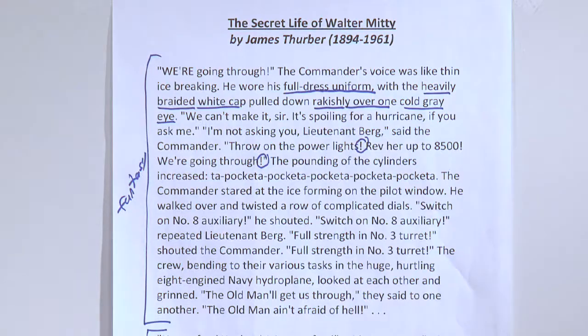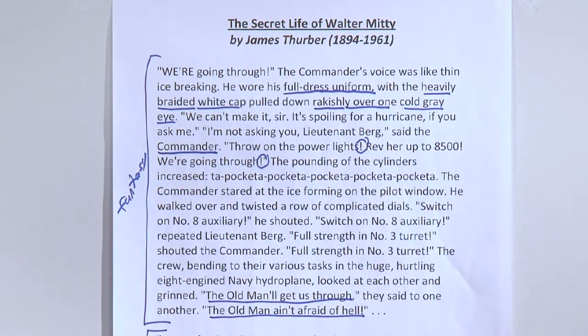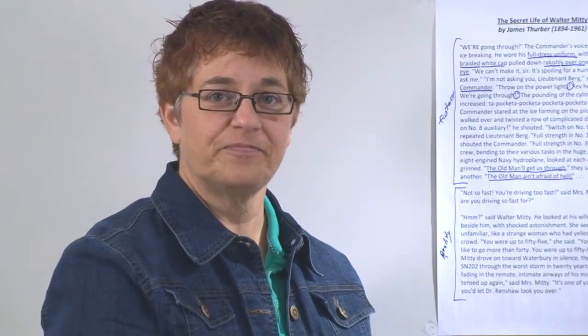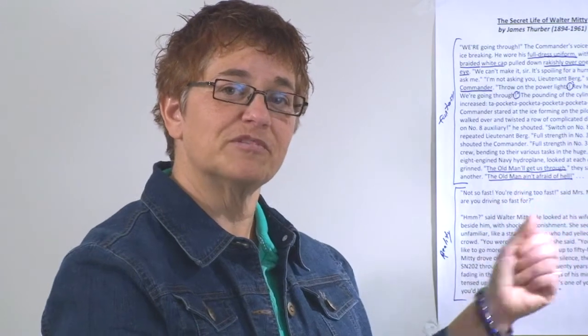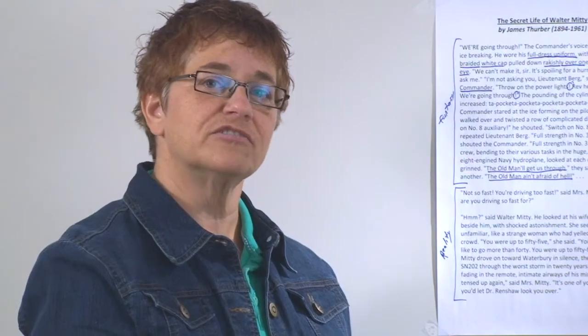I'm going to skip through a lot of the conversation and look for more terms that will help me. Okay. I note at the end, and we can skip right to the end here, "The old man ain't afraid of hell, just a little bit above it. The old man will get us through." These are things that the crew are saying about Walter Mitty, about the character in the fantasy. I also note they refer to him as the commander. He's not just a friend, he's not just a boss, he has a title. All of these things tell me something about the man in this story. Okay. So what kinds of things do we learn?